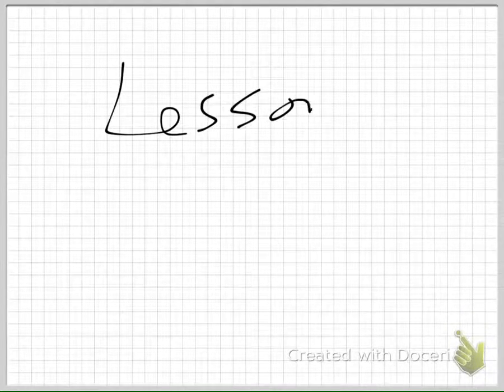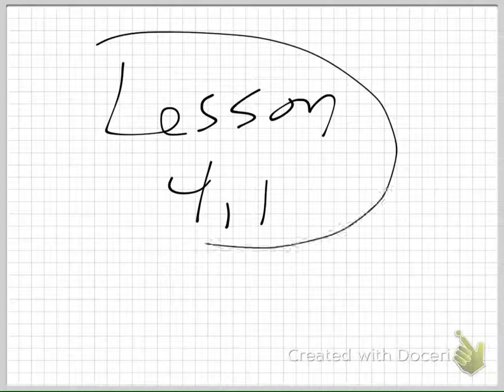This is Pre-Algebra lesson 4.1, divisibility and factors.